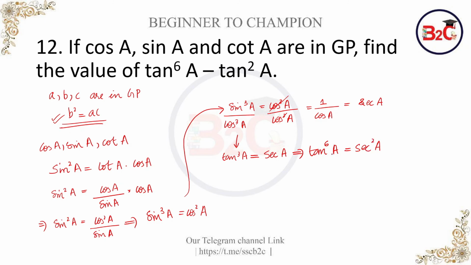Now we are going to substitute the value of tan raised to 6A in this equation, of which we have to find the value. So tan raised to 6A minus tan square A becomes sec square A minus tan square A, which is equal to 1. And this is the answer to this question.